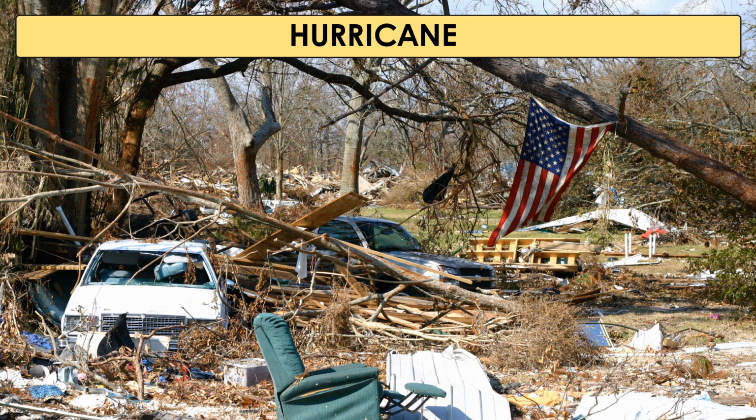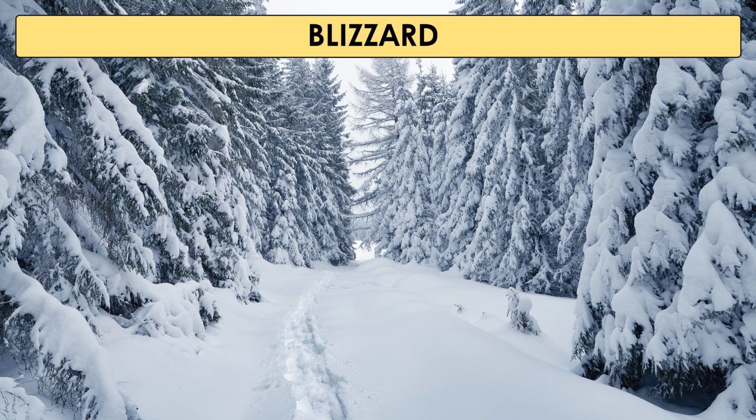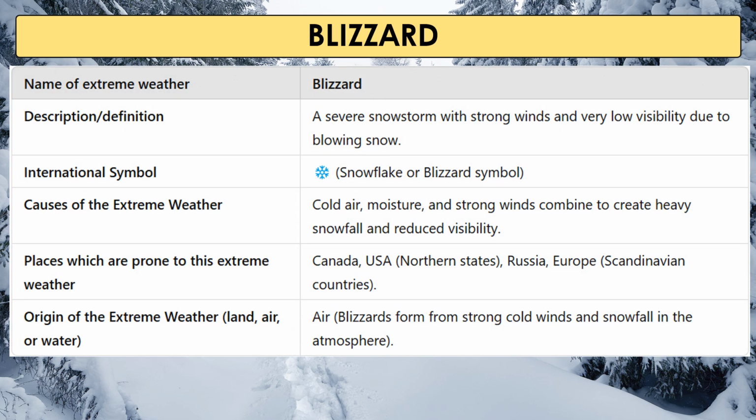Here are the answers. Hurricane. Description: a powerful storm with strong winds and heavy rain that forms over warm waters. Blizzard. Description: a severe snowstorm with strong winds and very low visibility due to blowing snow.